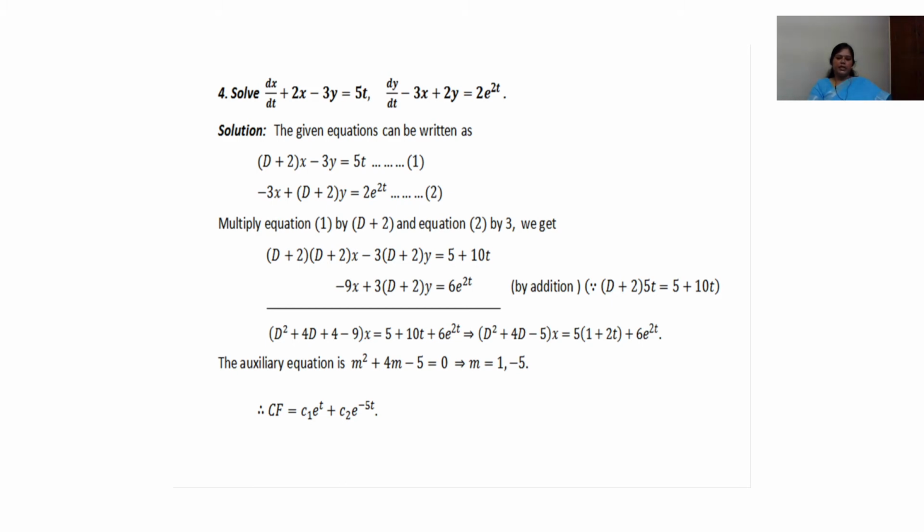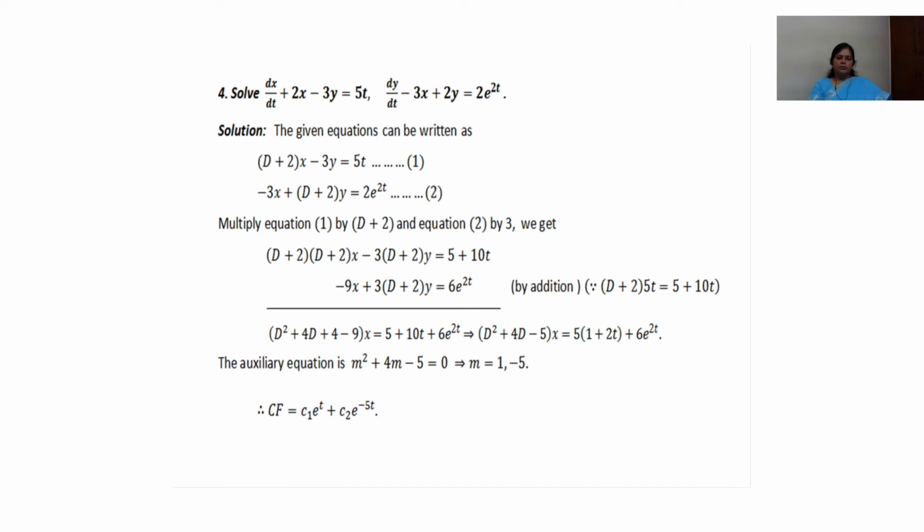If you multiply 5t inside, we will get D of 5t. D of 5t means we have to differentiate 5t with respect to t, so we will get only 5, since t becomes 1. Then 2 into 5t is 10t. That's why the right side value becomes 5 plus 10t. Then the second equation multiplied by 3 gives minus 9x plus 3 (D plus 2) y is equal to 3 into 2 is 6, 6 e to the power 2t.